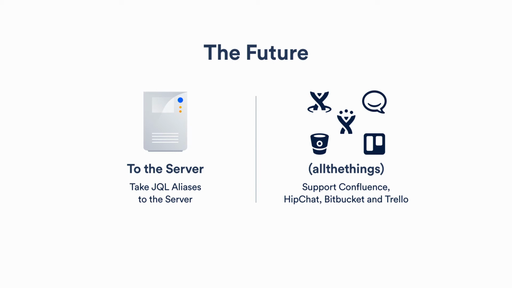We're also going to support more Atlassian products. As I said earlier, at Connect Week, we had a hack on HipChat and Confluence. We're now going to try and support Bitbucket and Trello to integrate all the Atlassian products together with ScriptRunner.